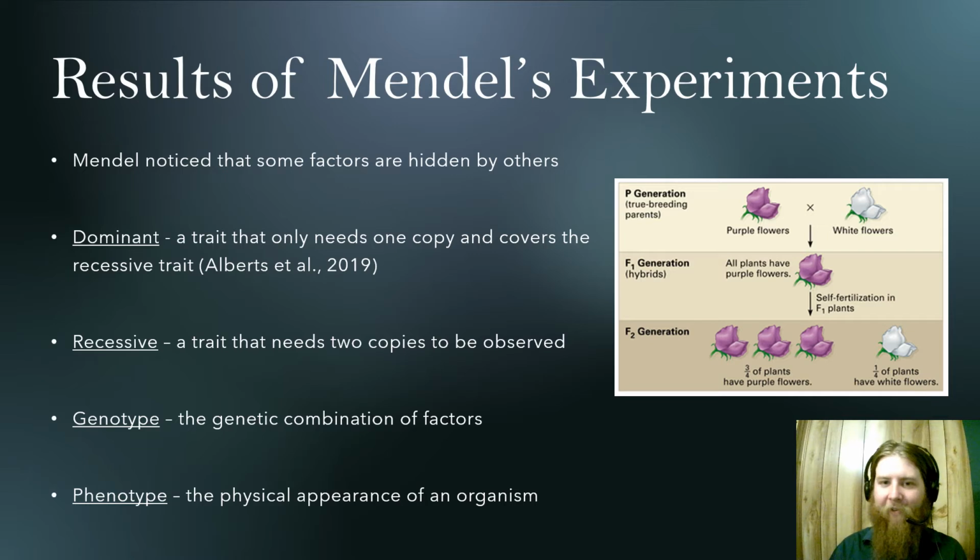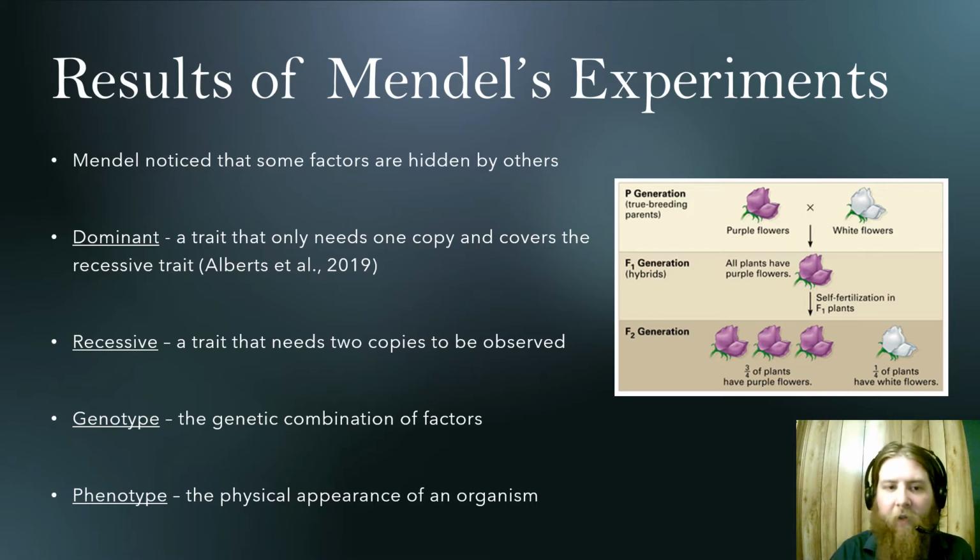The results of Mendel's experiments. Mendel noticed that some factors were hidden by others. He called the factors that weren't hidden, these factors that came to the forefront all the time, dominant factors. And this is a trait that only needs one copy to cover up the recessive trait.